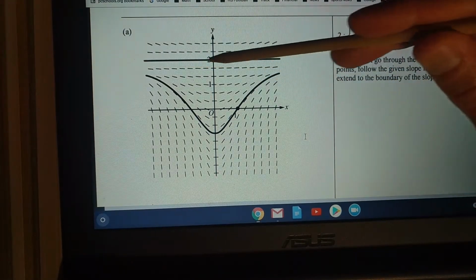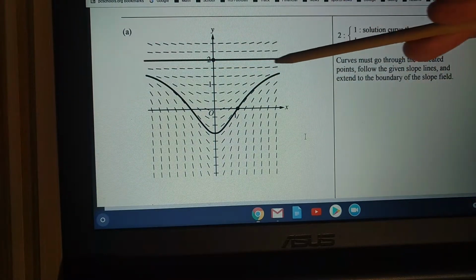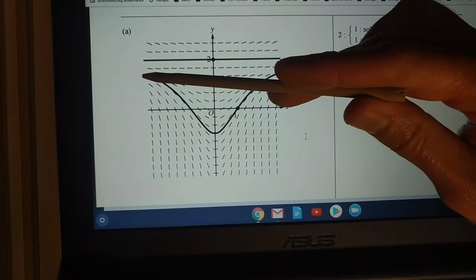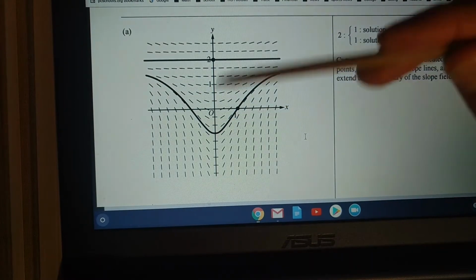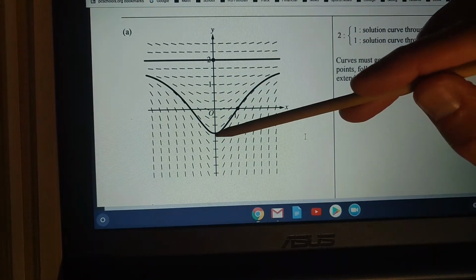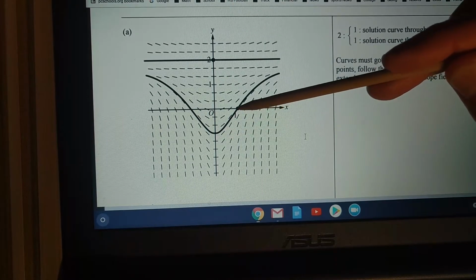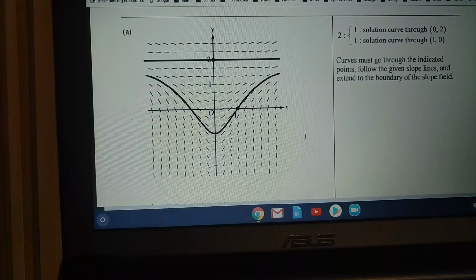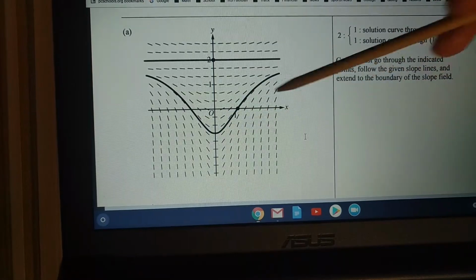And then you need your solution curve through the point 1, 0. This is the solution curve through the point 0, 2, that straight line through there. And then this is the curve through the point 1, 0. So it must come down, must cross the y-axis at a negative value, and then go up through this point here and continue like that. So it's got to have this general shape to it.